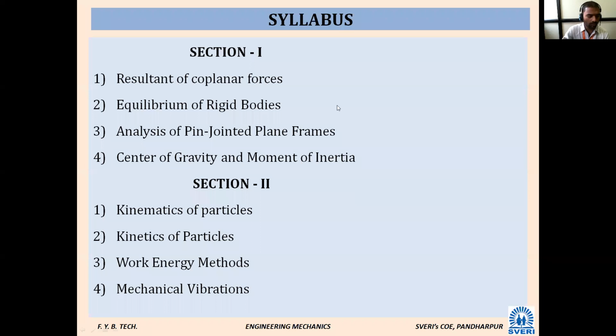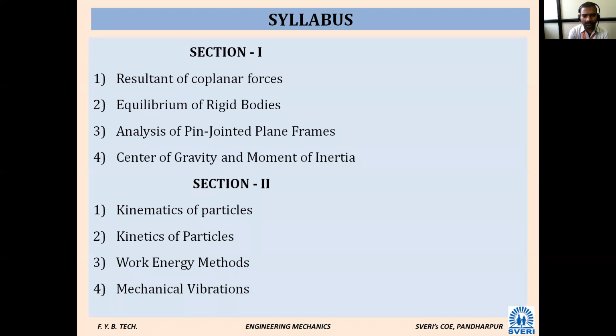Can anybody tell me what is mechanics? Yes, anyone can unmute and tell me. It is a branch of physical science which deals with the study of forces, whether the body is in motion or at rest. Yes, it is a branch of physical science or physics which deals with the study of forces and nature of forces when the body is at rest or in motion.